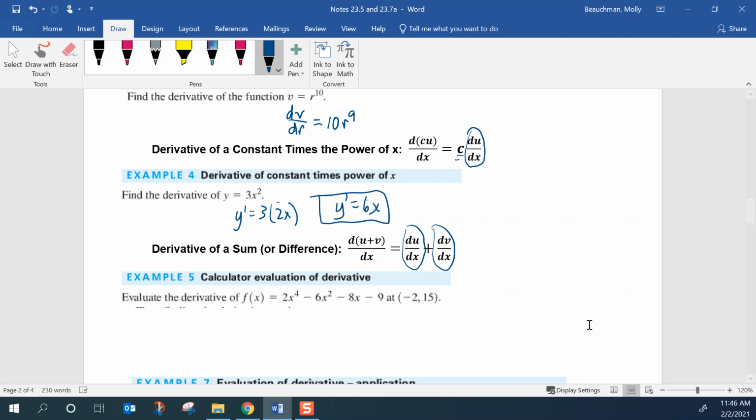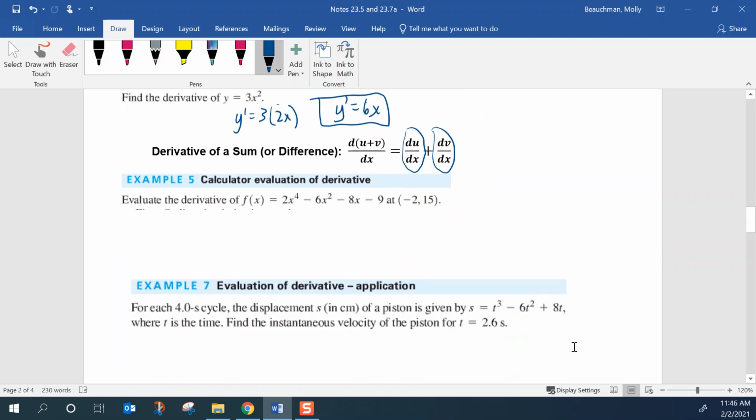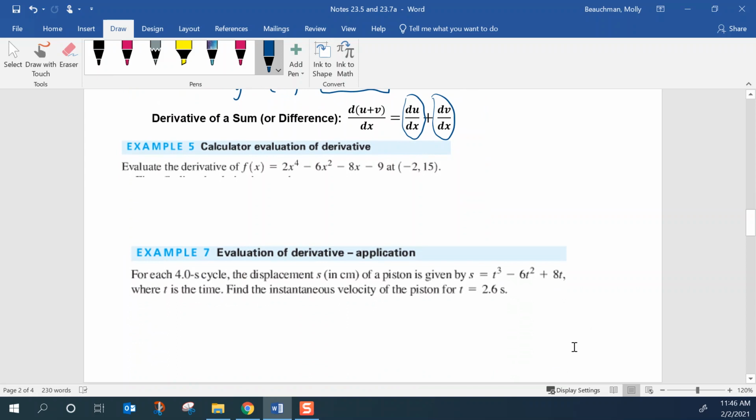So example 5, now we can find the derivative of a polynomial. It says evaluate the derivative at the point -2, 15. So what we want to do is find the derivative. So we're going to find f prime. And then after we do that, we want to know f prime of -2. What is the slope of the tangent line at the coordinate -2, 15?